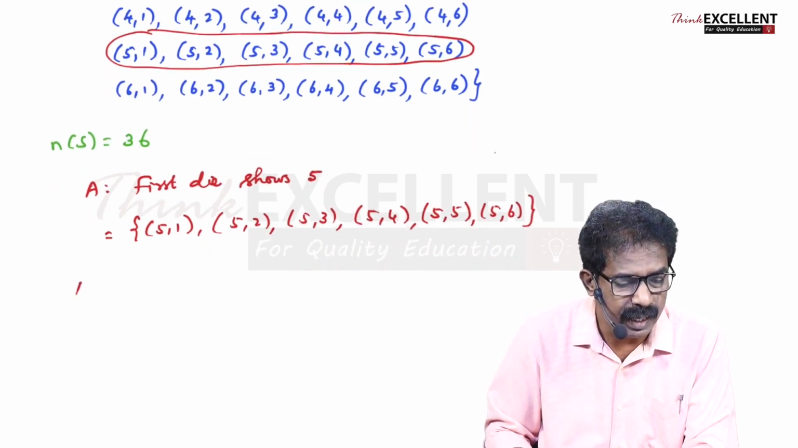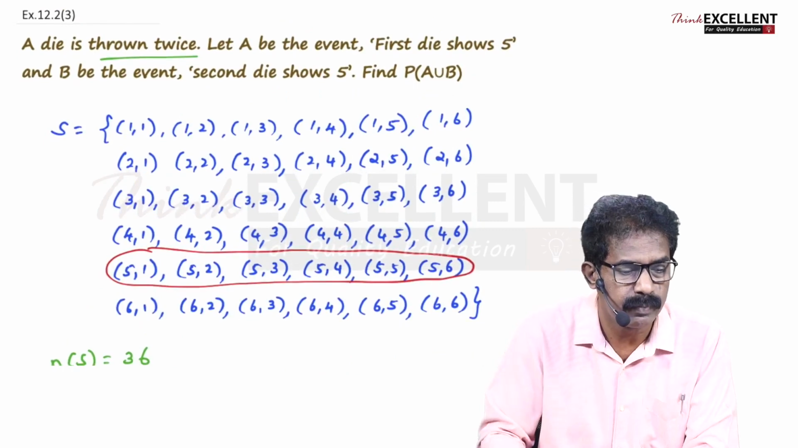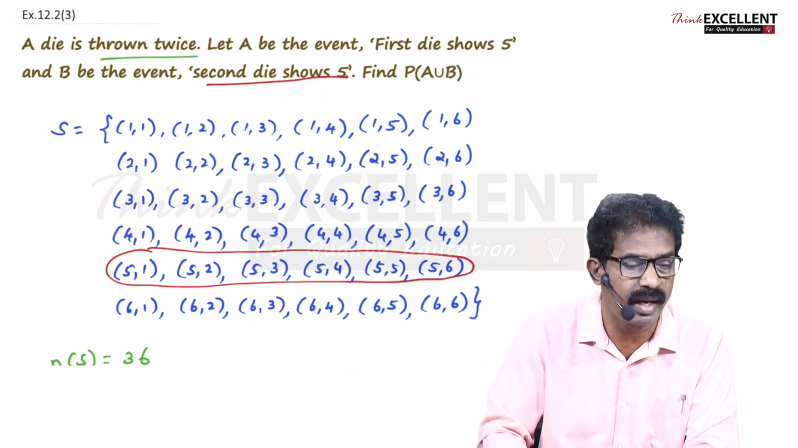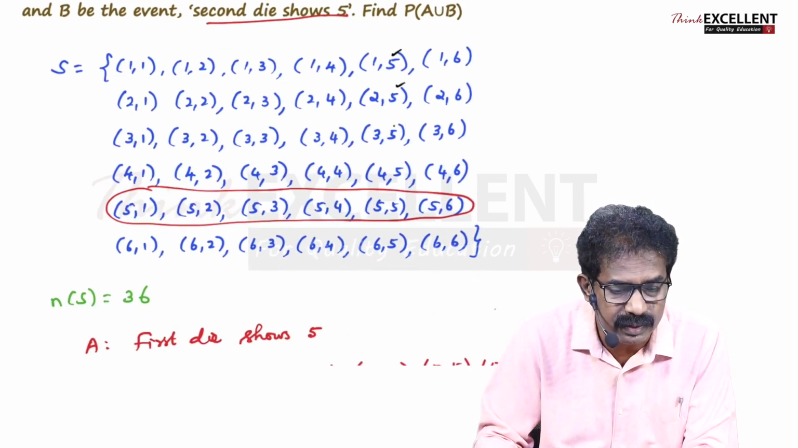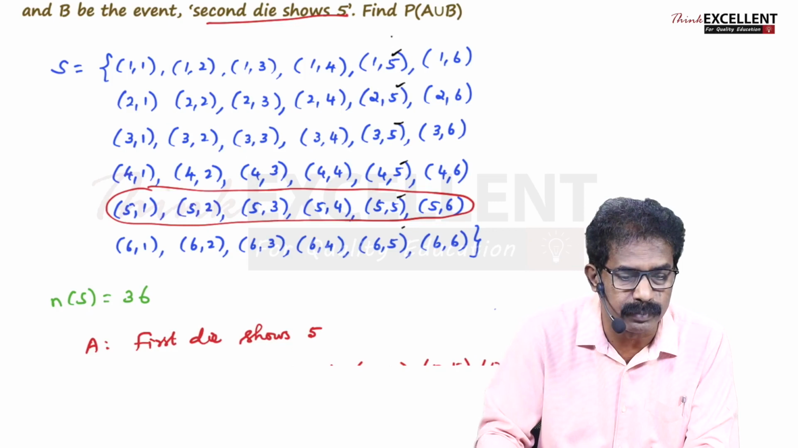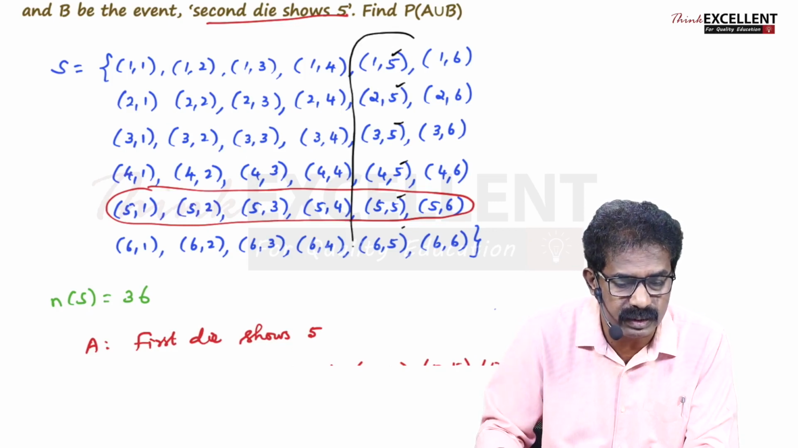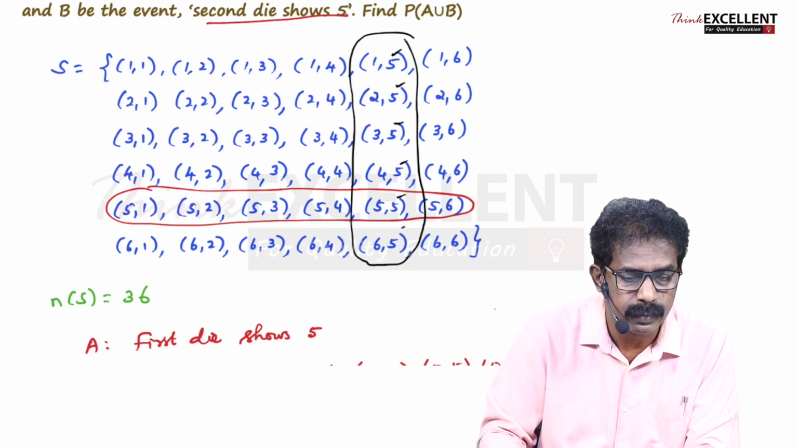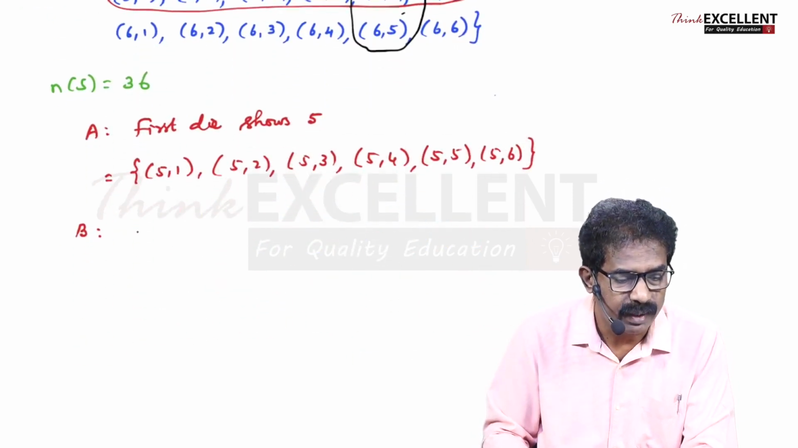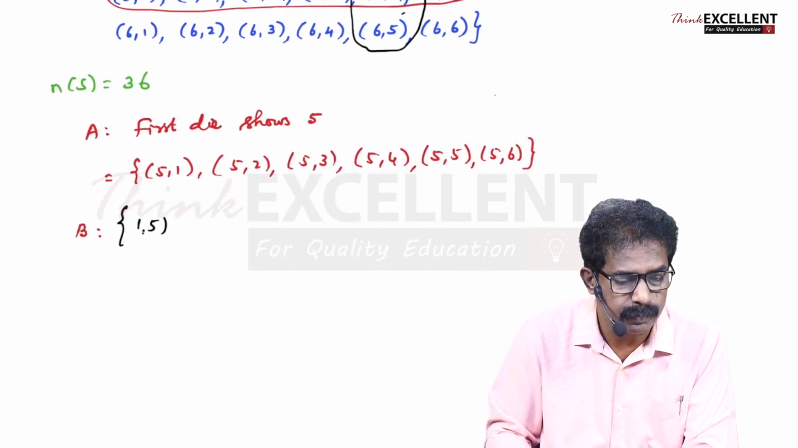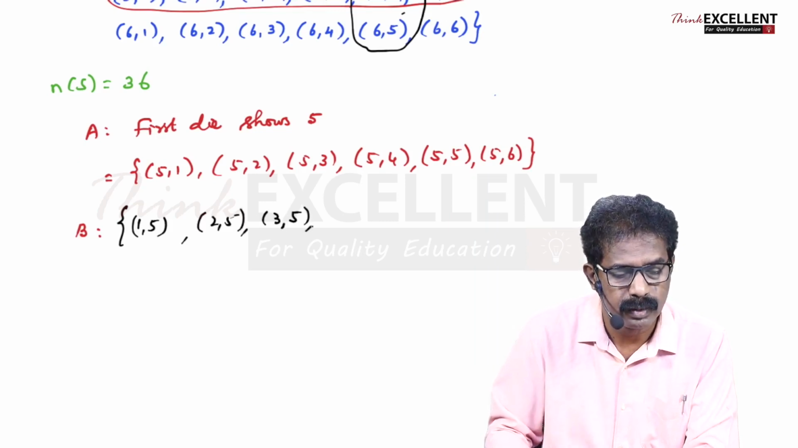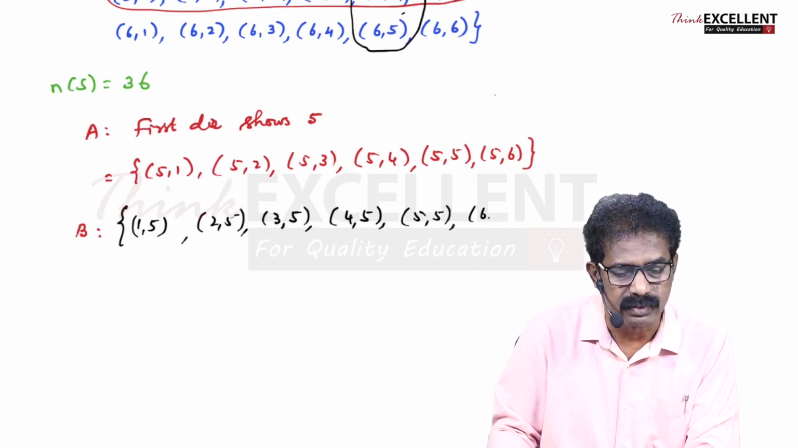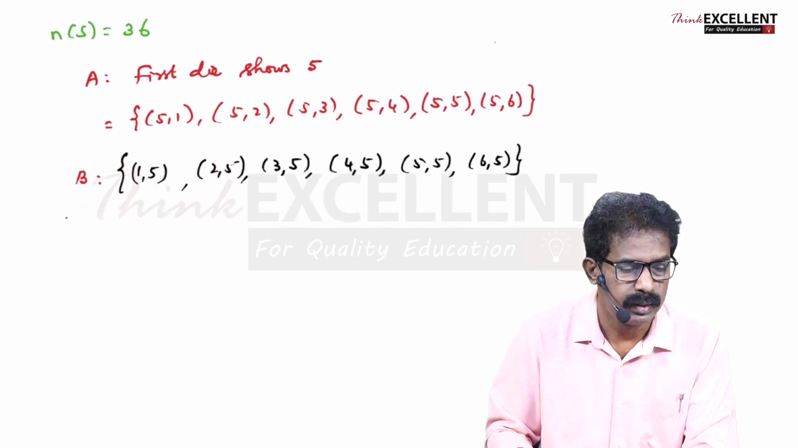And B be the event that second die shows 5. See, second one is 5, right? So all these will come. So second die shows 5. So these 5 you will get. So what do you get? 1, 5. 2, 5. 3, 5. 4, 5. 5, 5. 6, 5.